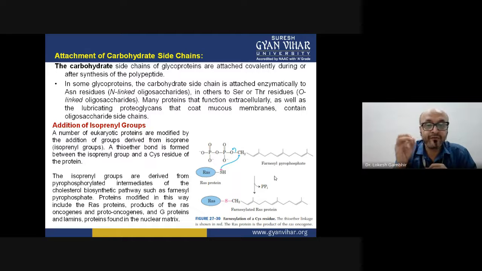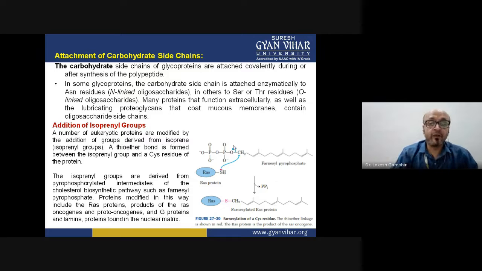So you see this N linked and O linked glycosylation leading to the formation of glycoproteins is very crucial for what? For mucosal membranes. And there are multiple glycoproteins that are present as receptors on the membrane which carry out essential functions, whether it is the immune system or some other pathways.